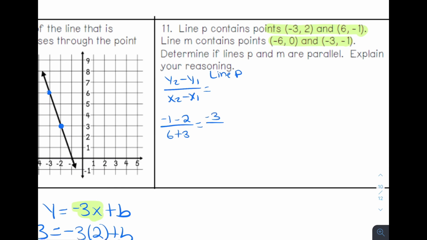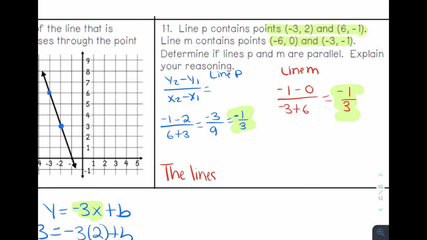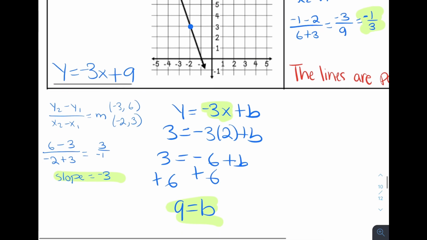So for line P, I got a slope of -1/3. Now I'm going to find the slope for line M, and see if we end up with the same slope or a different one. Okay, same formula, which is the formula of slope, so I'm not going to rewrite it. And sure enough, I got the same slope for both of them. So I can say that the lines are parallel because they have the same slope.